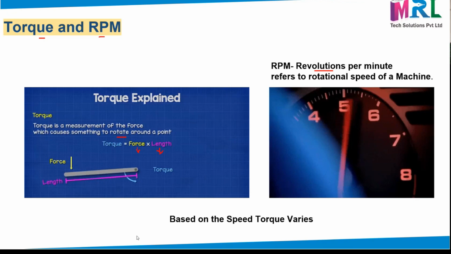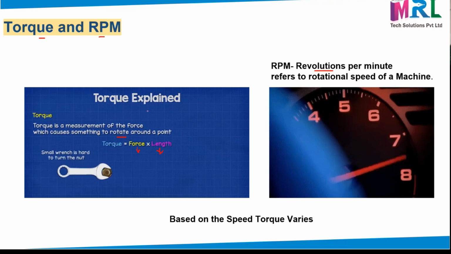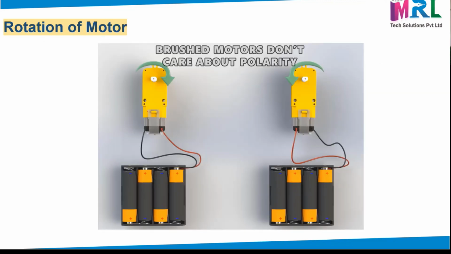Okay, I'll move to the next thing. So torque is what? A force that rotates around a point. Okay, and RPM is the rotation of the wheel, how much speed your motor is running. Okay, you can see the picture. Now, what is the rotation of the motors? So in this motor, you can see there is one point here. This is where you will connect your wheel. Your wheel will be connected here.